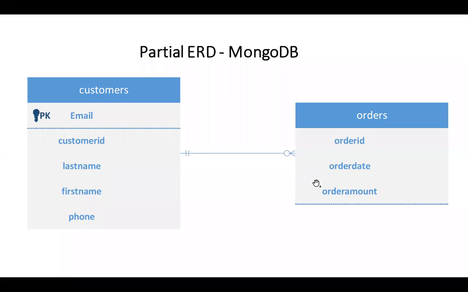For MongoDB, we will do embedding because we want everything about the customer, including the customer's contact, as well as the orders. So we will do embedding, but we will use the email address as the partition key. The primary key will be assigned by the database management system when a document is created.